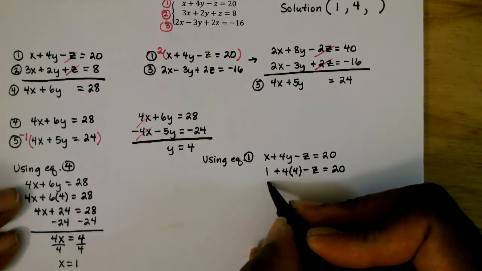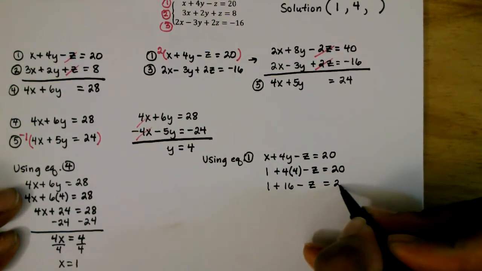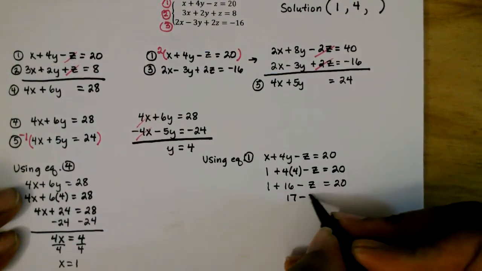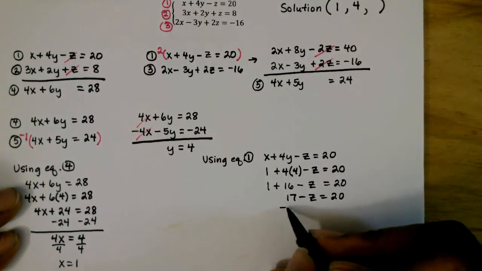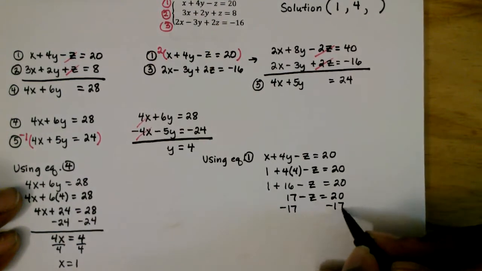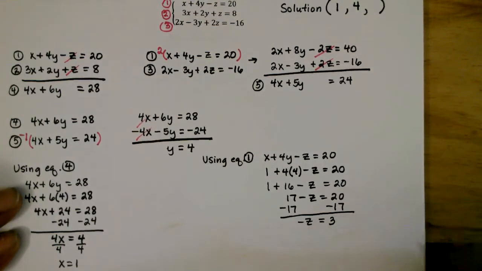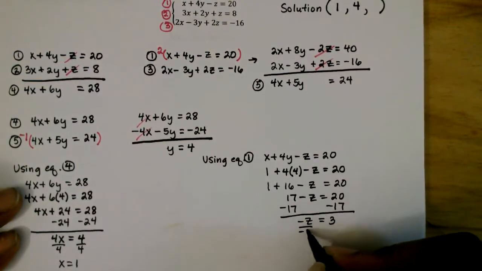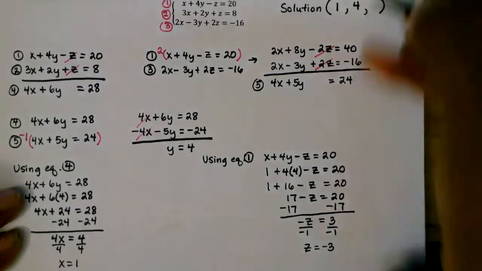Now, 4 times 4 will be 16, so this will be 1 plus 16 minus z is equal to 20. Add 1 and 16 together, you'll get 17. So it'll be 17 minus z is equal to 20. And then to get that minus z by itself, we're going to subtract 17 on both sides. This will give you negative z is equal to 3. But we got the negative in front, so let's go ahead and divide both sides by negative 1. So positive z will be equal to 3 divided by negative 1, would be negative 3.